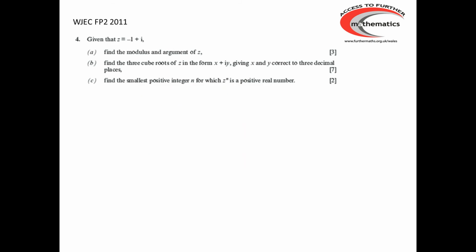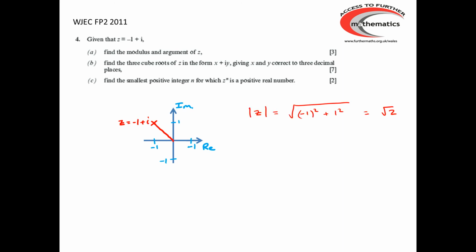So for the first one, we are given the complex number z equals minus 1 plus i, and to start with we have to find the modulus and argument of z. It's always a good idea to start off with a quick sketch diagram. z is the complex number minus 1 plus i, so the modulus of z is simply the square root of minus 1 squared plus 1 squared, so that's root 2.